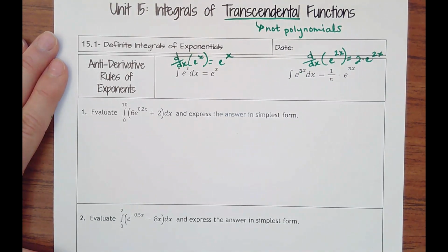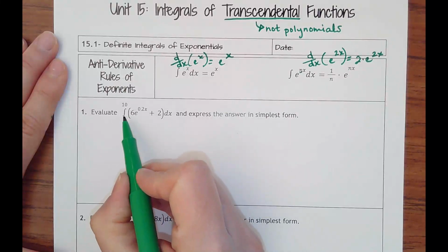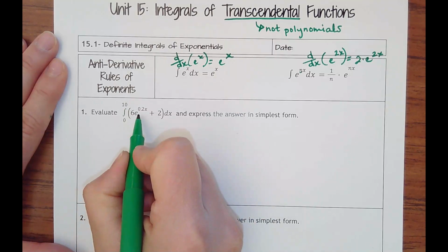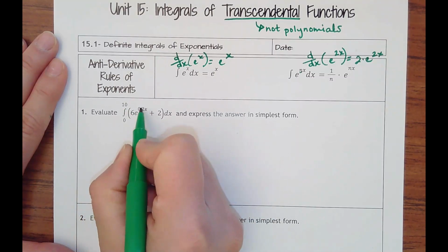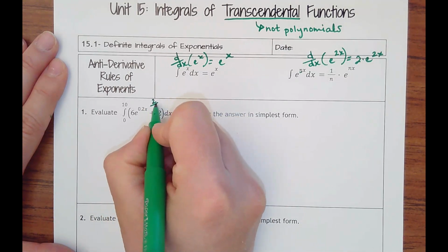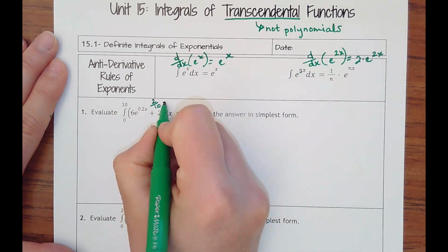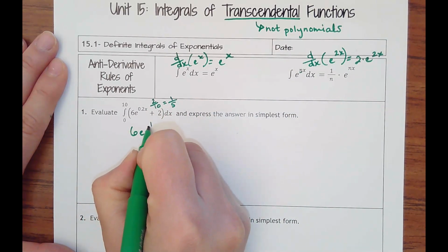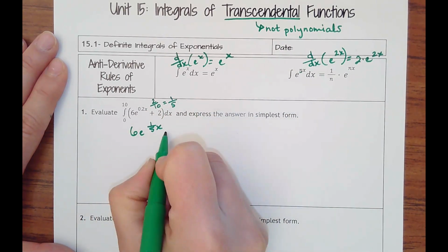Let's try one. We're trying to find the area of this function from 0 to 10, and we'll express our answer in simplest form. First of all, I might want to change this 0.2x, which you would read as 2/10 because it's in the tenths spot, which reduces to 1/5. So I'm going to change this to 6e to the 1/5 x. You wouldn't have to do that, but it's going to help me.